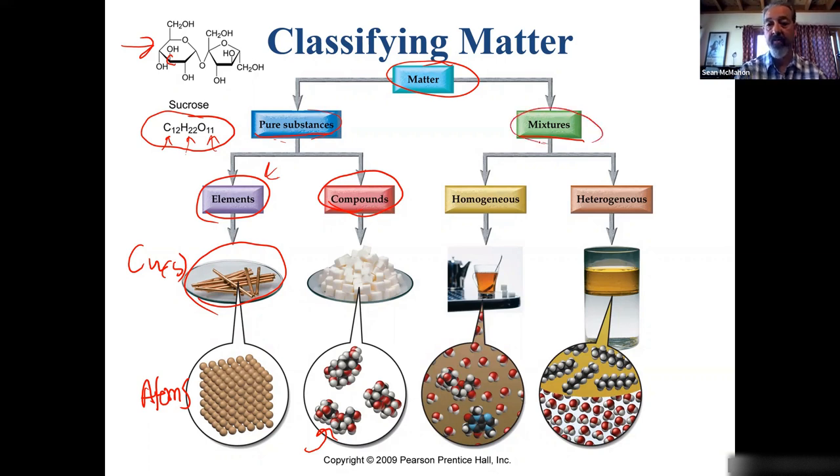Mixtures are a little bit different. So we'll start with an easier, obvious mixture. We'll talk about the heterogeneous. Hetero means different or not similar. You can think of it that way. And here's a classic example of oil and water.